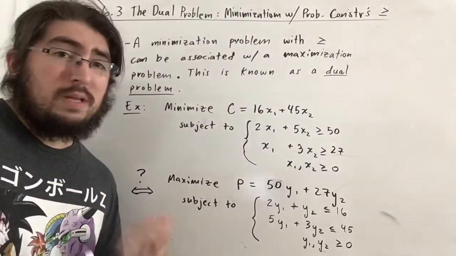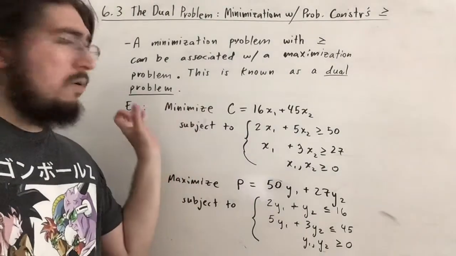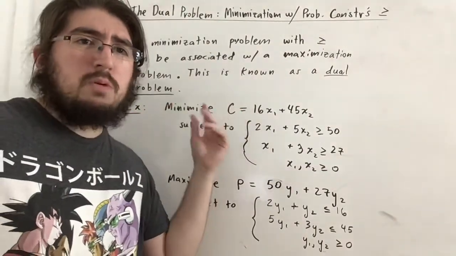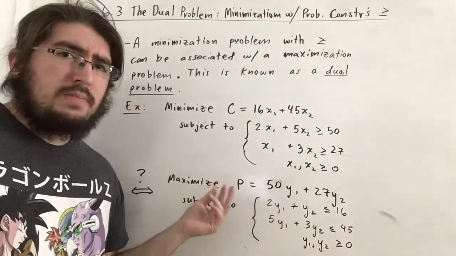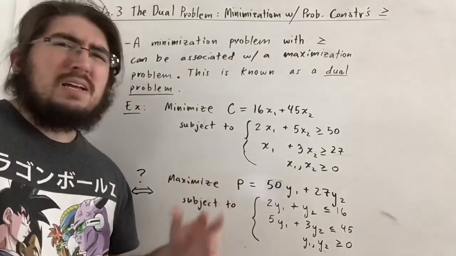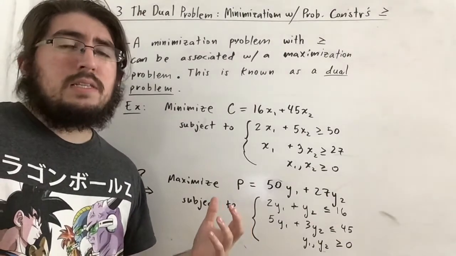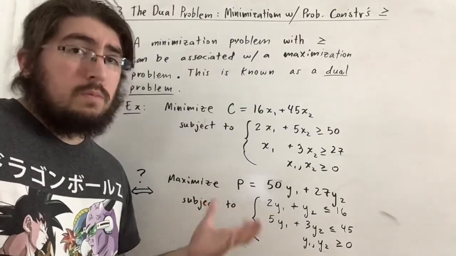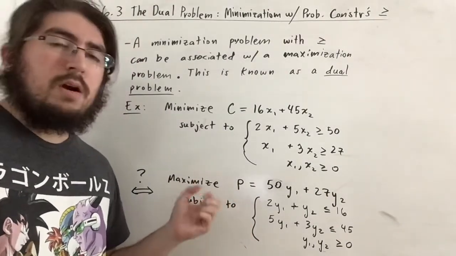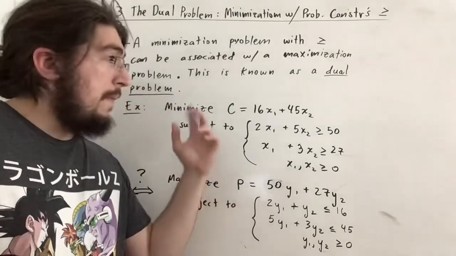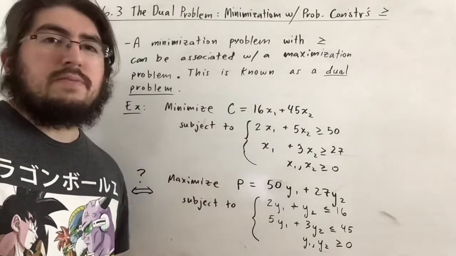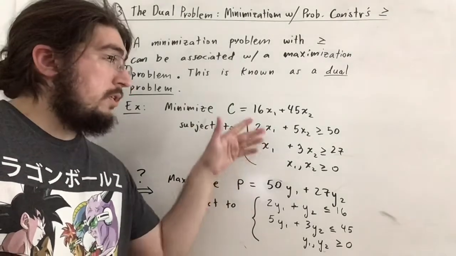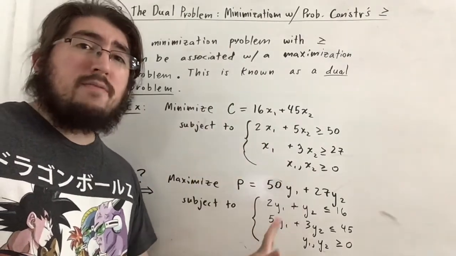First off, before we see how, let me say that we'll always call our minimization objective function C. Our maximization objective function we always call P. Normally the reason why is because the direct application problems that we use this technique for are for minimizing cost and maximizing profit. So P for profit, C for cost. Notice also here there are X variables, here there are Y variables.